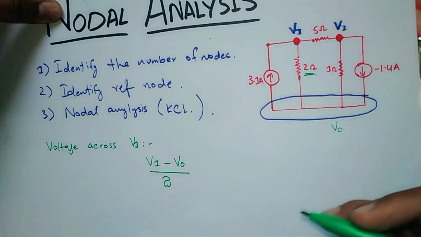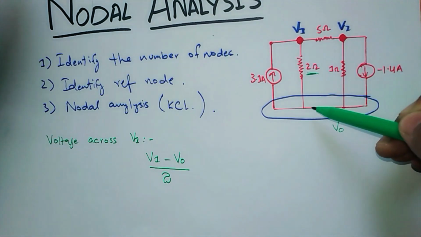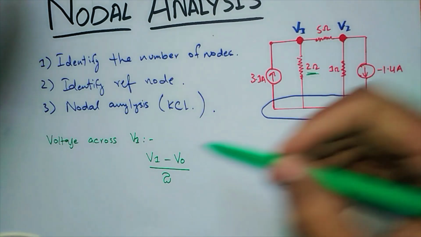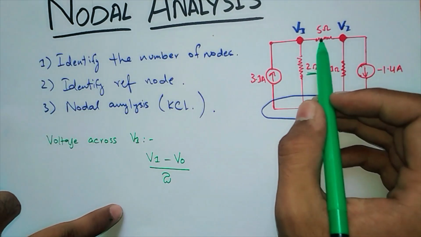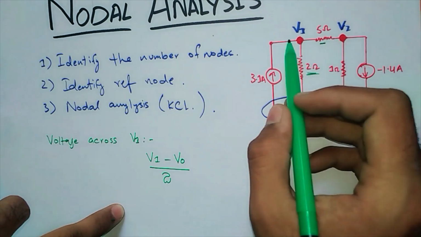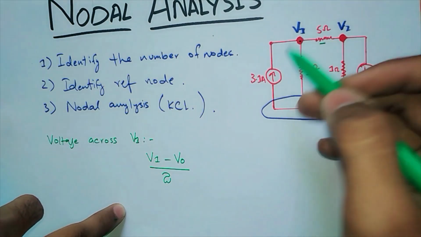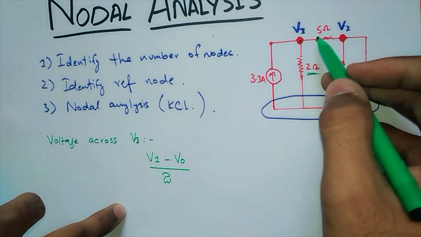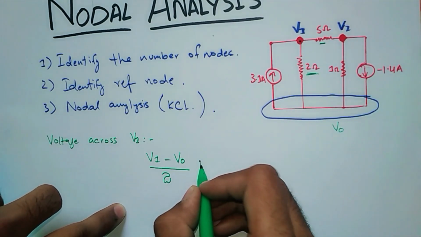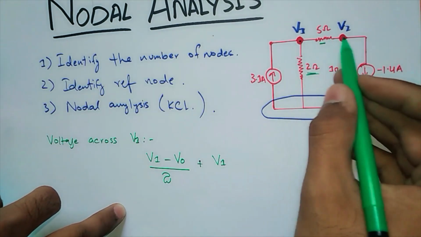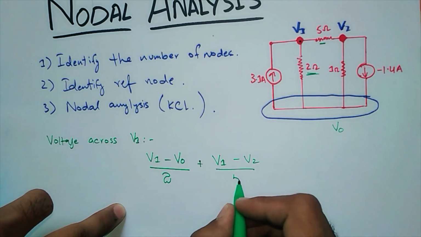Why do we write over 2? Because the formula of current is V over R. So (V1 minus V0) voltage over resistance, and the resistance is 2. Now, as you can see, the 5 ohm is also connected with V1. So we take V1 as the higher potential because we are concerned about the V1 voltage. So V1 minus V2, because V1 is higher, (V1 minus V2) over 5.